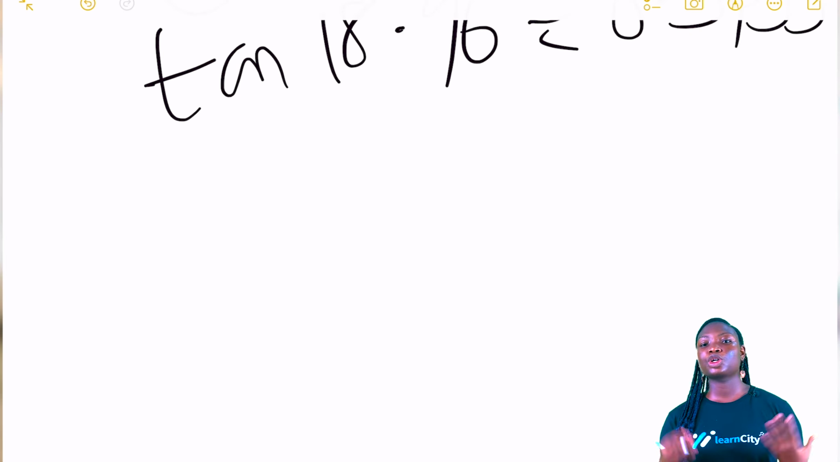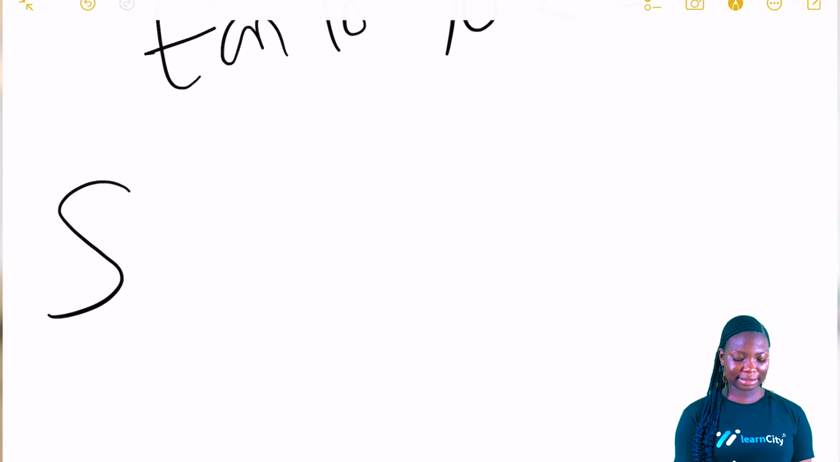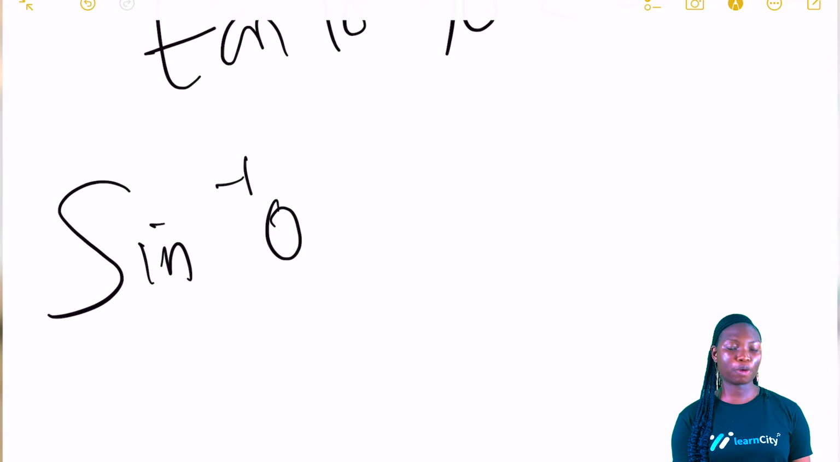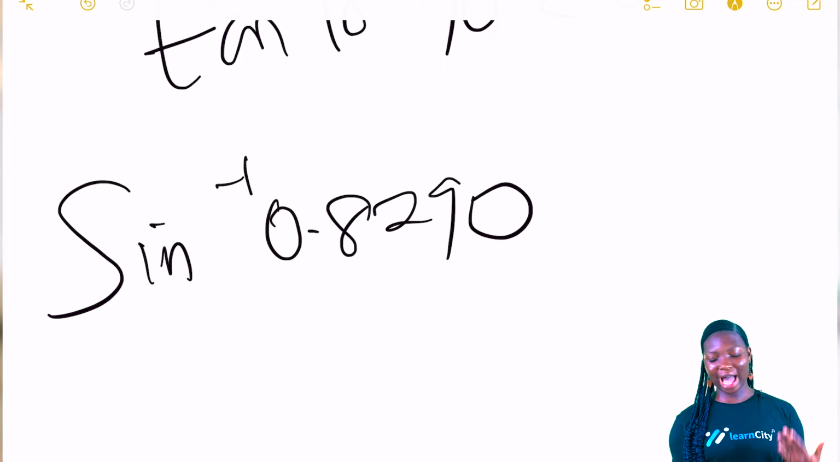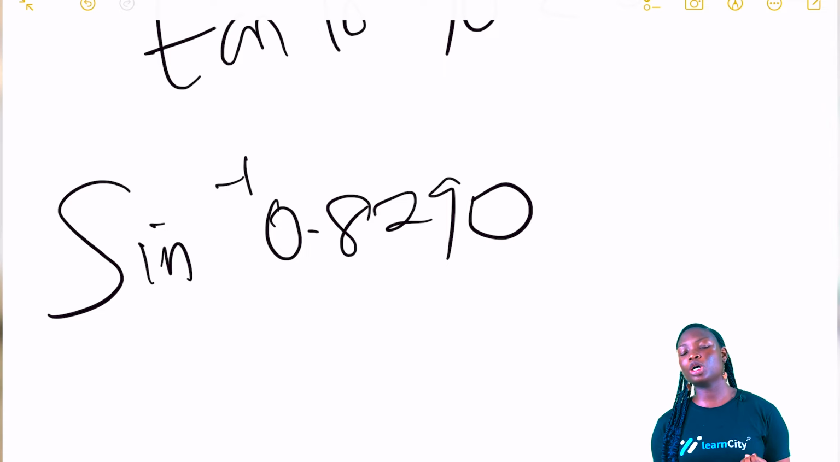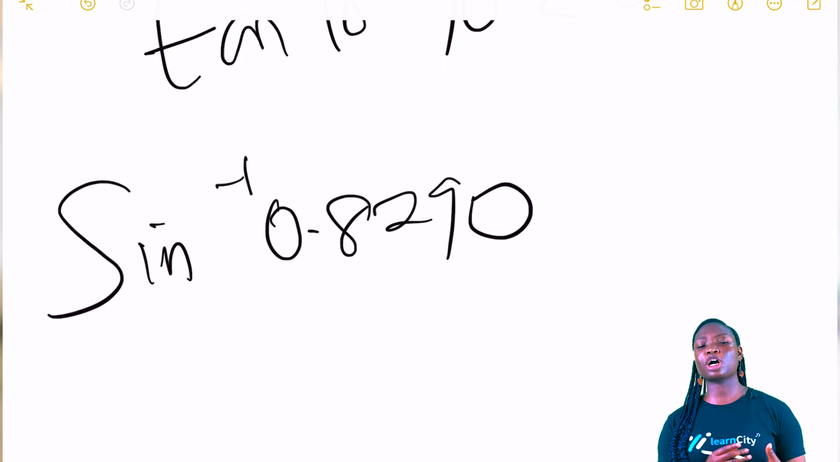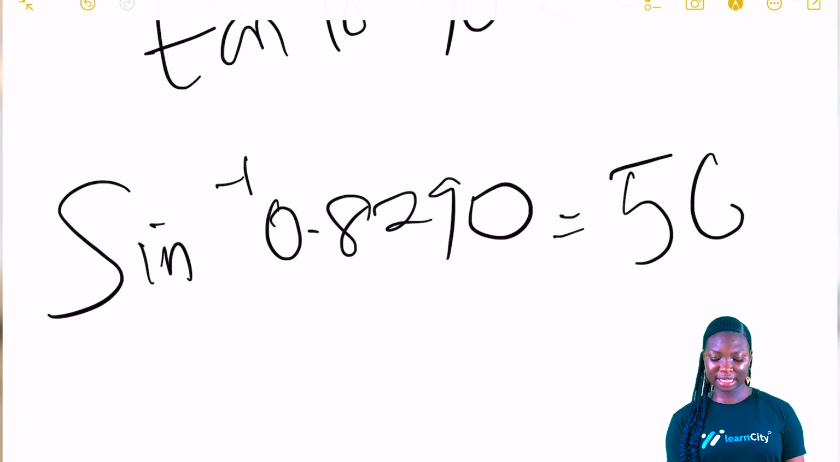Now, in this case, we also have reverse of these numbers, in which we can have arc sine 0.8290. So when we have arc sine 0.8290, we have to look for the angle on that four-figure table. So on our four-figure table, we search for numbers under the sine table where we have 0.8290. And if you check it very well, it will give us 56 degrees.